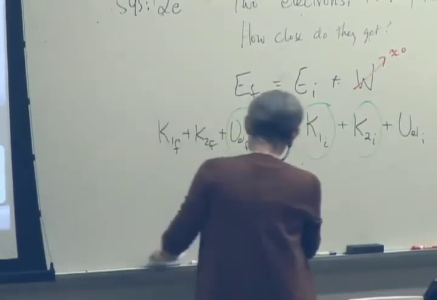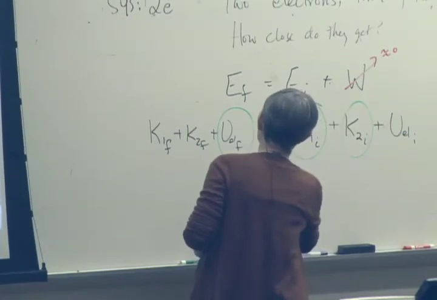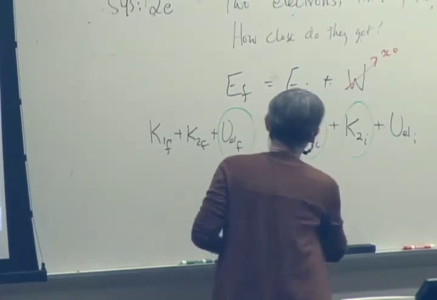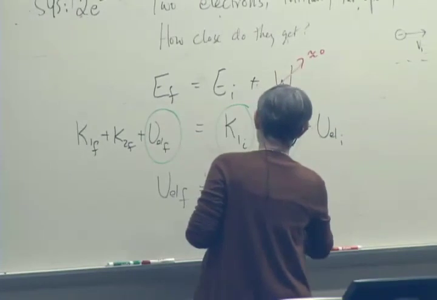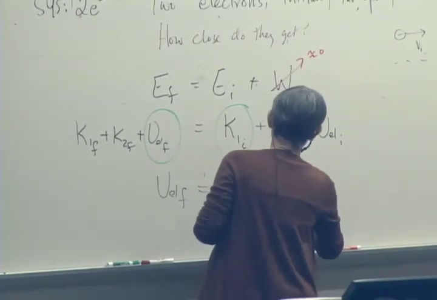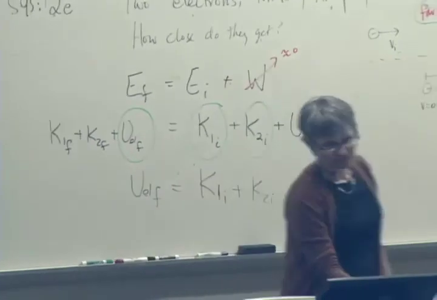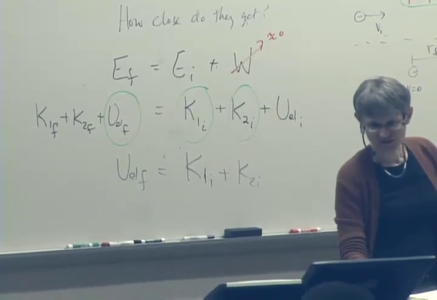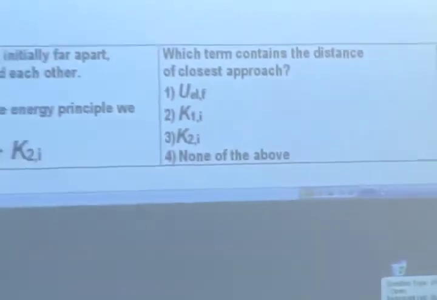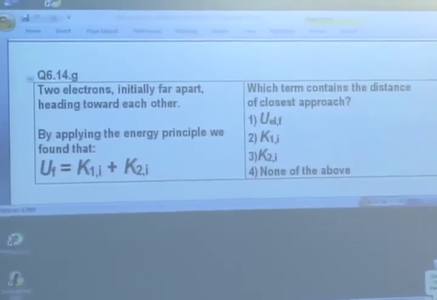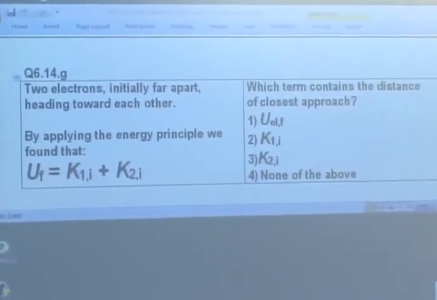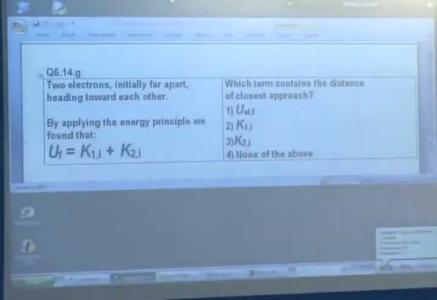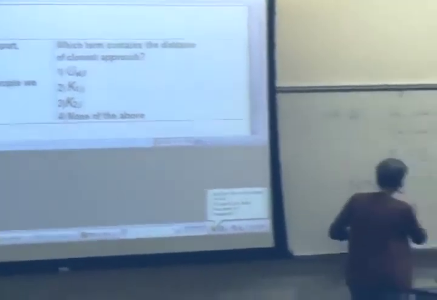Good. Okay. So now we've actually got an equation that says the final electric potential energy is equal to the sum of the initial kinetic energies. And now the final question is, where's Waldo? So where's the unknown? Are we going to be able to get out of this what we want? How close do they get? Yes, that's exactly right. So this distance of closest approach is hiding in here, isn't it? It's this R.